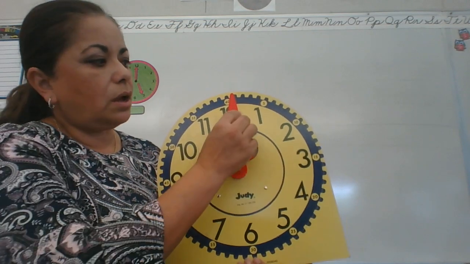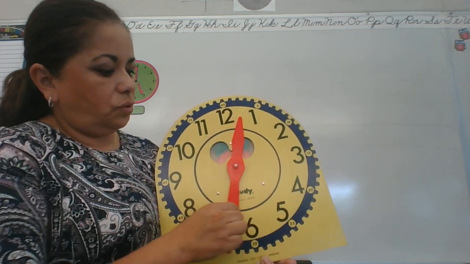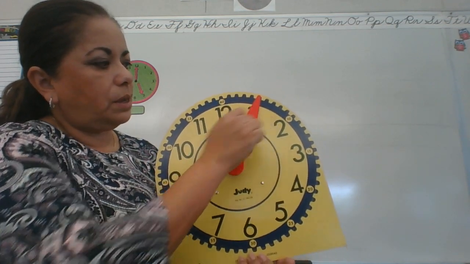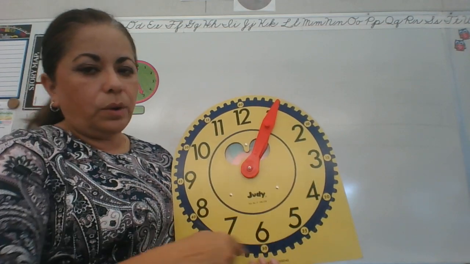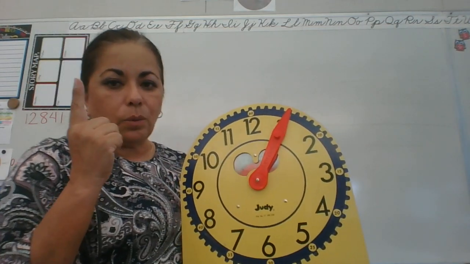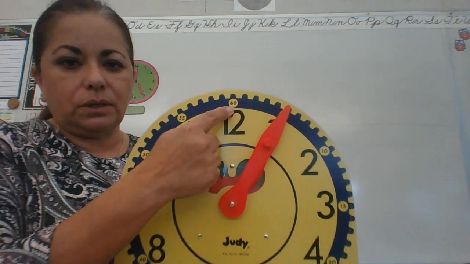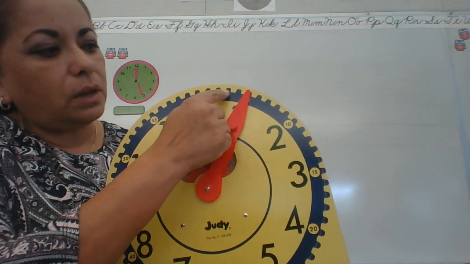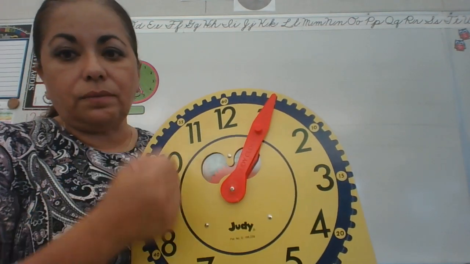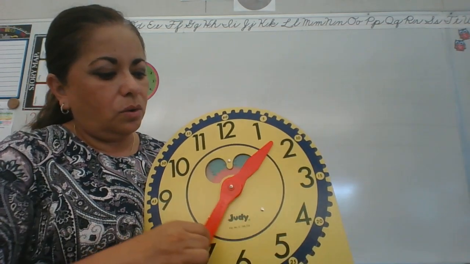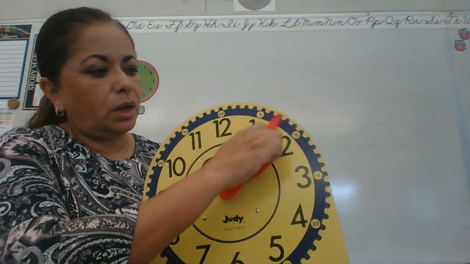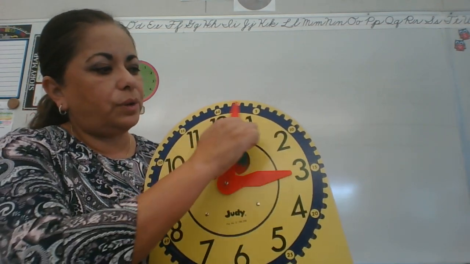This would be 12 o'clock. You have to go all the way around for it to be 1 o'clock. All the way around is 1 hour. 1 hour is 60 minutes. I don't know if you can see that. So if you count all these little lines all the way around, there's 60 minutes. 1 hour goes to 2 o'clock. Another hour goes by, goes to 3 o'clock.